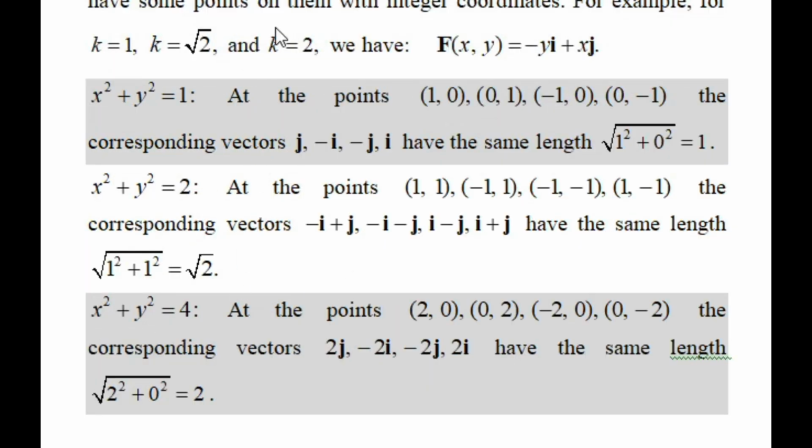Now we put k equal to 2. Then we get the circle x square plus y square is equal to 4, and we have the 4 points. Ordered pair (2, 0) is a point here because 2 square plus 0 square is equal to 4. Similarly, other 3 points. So putting x equal to 2 and y equal to 0, this f of x, y is equal to negative y i plus x j, which gives 2j, the vector 2j. Similarly, we obtain the other 3 vectors.